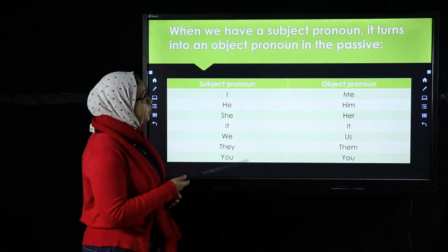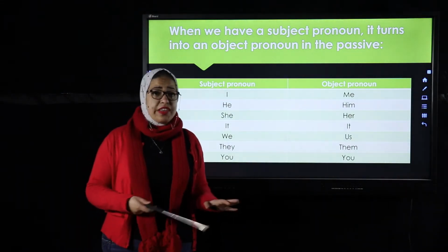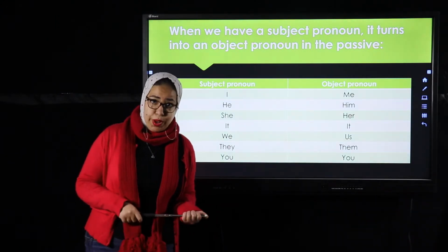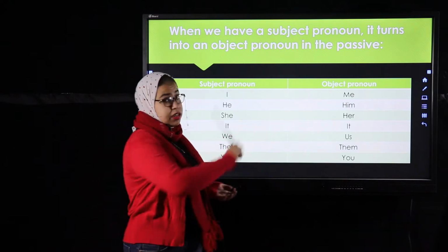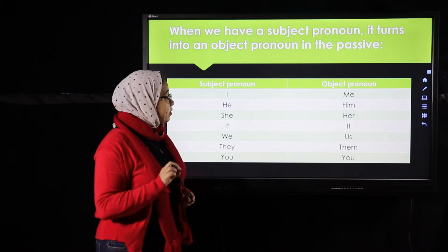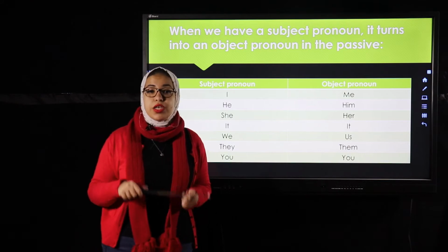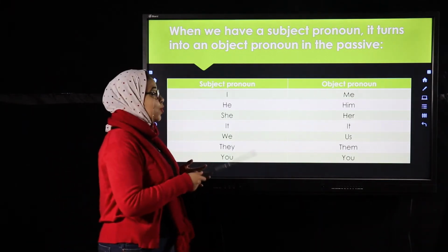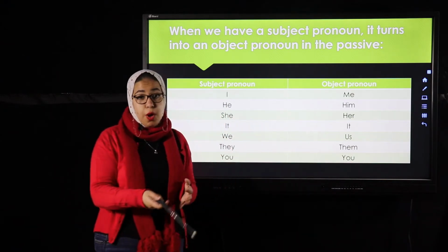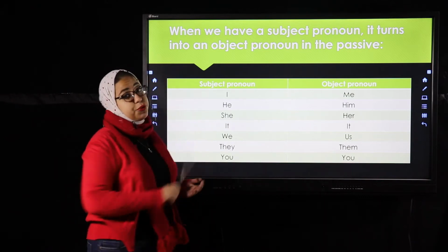When I have a subject pronoun, it turns into an object pronoun. Of course, and vice versa. If I have an object pronoun at the beginning, I turn it into a subject pronoun. So I becomes me, he becomes him, she becomes her, it becomes it, we, us, they, them, you. And of course, if I have an object pronoun in the object part, and I want to put it into the passive voice, I change it into a subject pronoun.